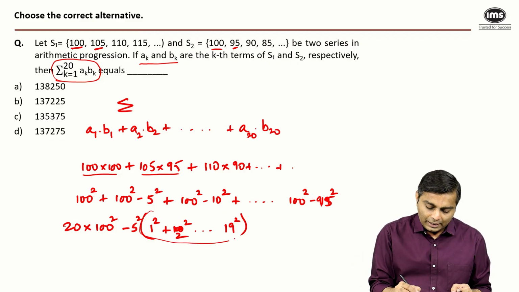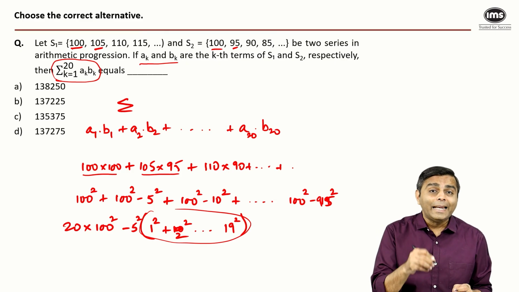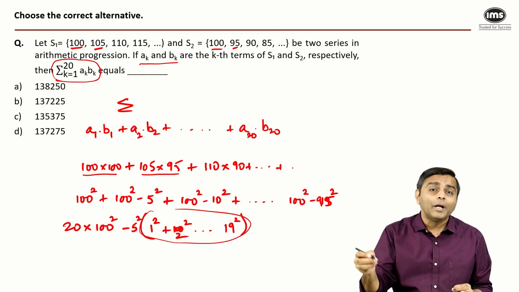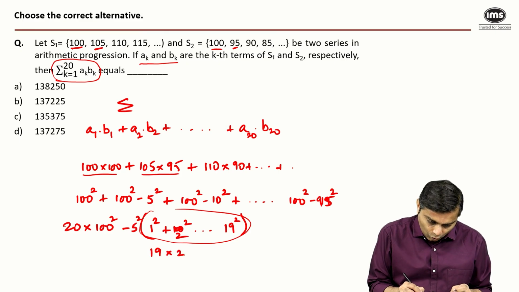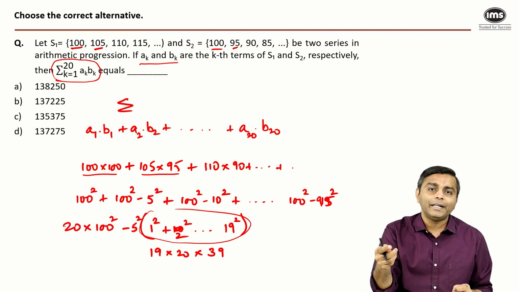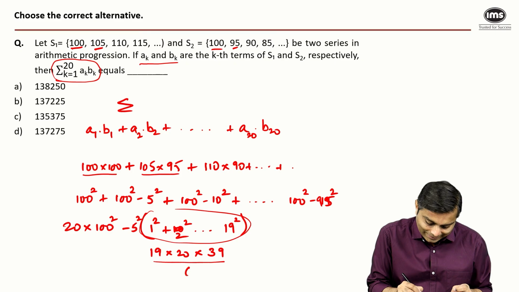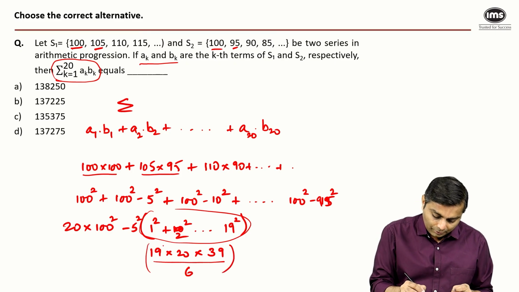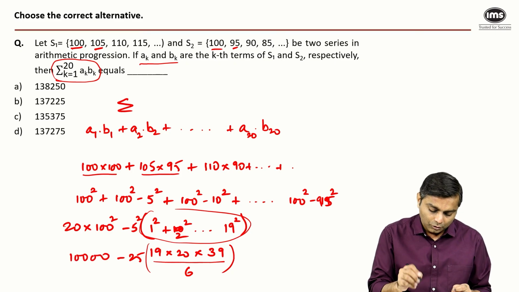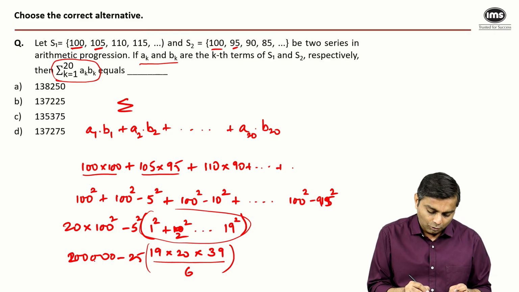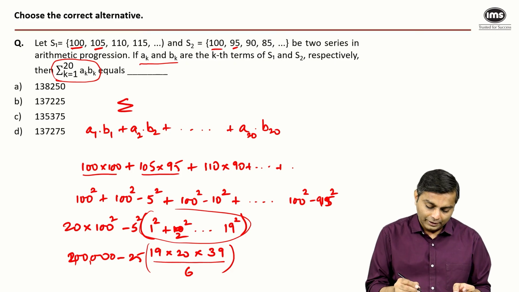This is pretty simple. Addition of squares of the first n natural numbers is n into n plus 1 into 2n plus 1 upon 6. So 19 into 20 into 39, since 2 into 19 is 38, plus 1 is 39, upon 6. This much is the bracket. I will have to multiply 25 before that, and 20 into 100 squared. 100 squared is 2 zeros and another 2 zeros, and with the 20 it turns out to be 2 lakhs. We don't bother that much.